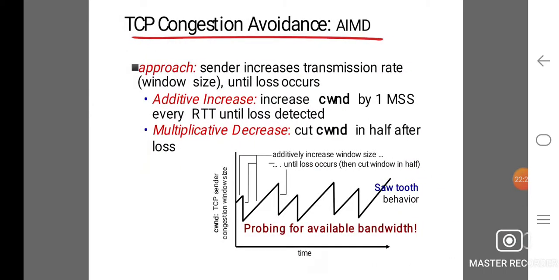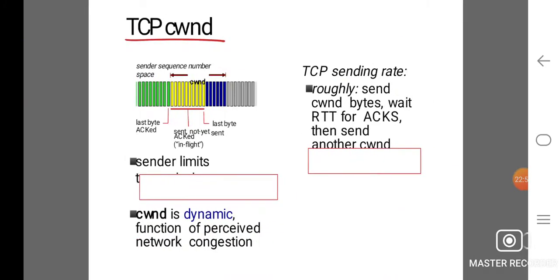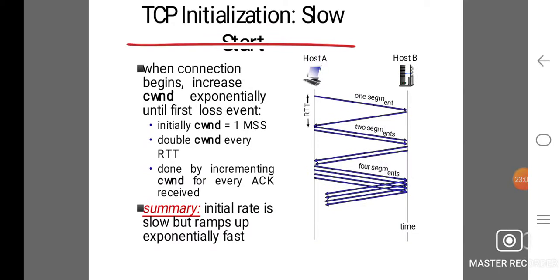TCP congestion avoidance, AIMD. In this approach, the sender increases its transmission window size until loss occurs. Additive increase: it increases CWND by 1 MSS every RTT until loss is detected. Multiplicative decrease: cut CWND in half after loss. The TCP sender limits its sending by CWND, which is a dynamic function of perceived network congestion. The TCP sending rate is roughly: send CWND bytes, wait an RTT for acknowledgements, then send another CWND.